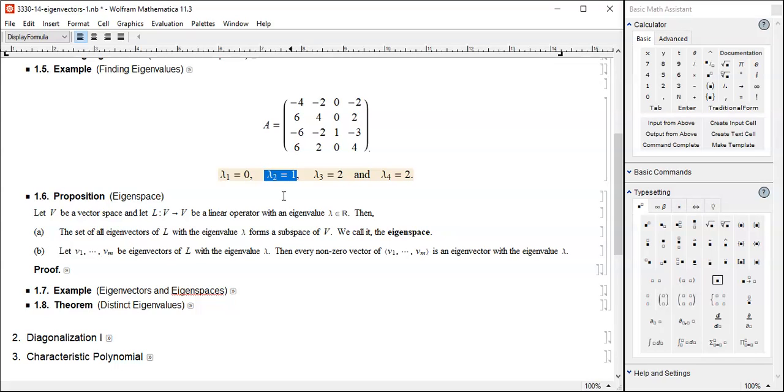How about the next statement here? Let v1, v2, v3, all the way to vn be eigenvectors of L with eigenvalue lambda. Okay, they all share the same eigenvalue. Like in this case, we had two linearly independent vectors that share the same eigenvalue. Then every non-zero vector of the span is an eigenvector. The linear combination of all these is an eigenvector of the same eigenvalue as well. Looks like it's not too difficult to prove either, so I'll leave that to the students.